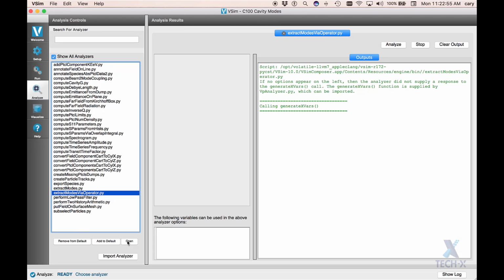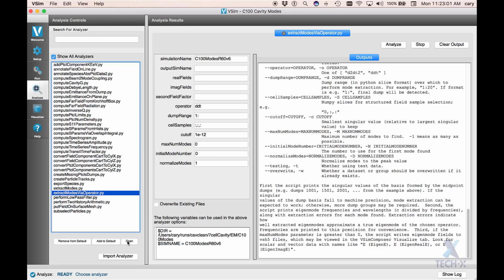This computes the variables needed and sets up a GUI for inputting those variables. We make sure that our simulation name is correct. We're going to analyze the electric field. We're going to use the second derivative operator to do so. And then we have to figure out the dump range.